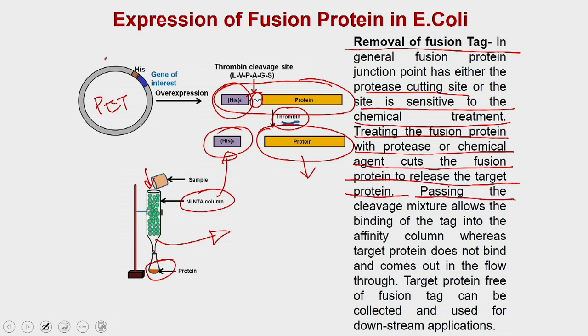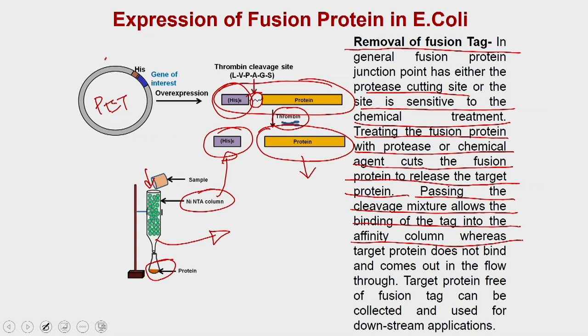Now if you pass this cleavage mixture and allow the binding of the tag to the affinity column, which in this case is the nickel NTA column, the column will bind your tag and it will not allow this tag to go into the flow through, whereas your protein has lost the affinity for the column because it does not have the tag anymore, and the protein will come into the flow through.